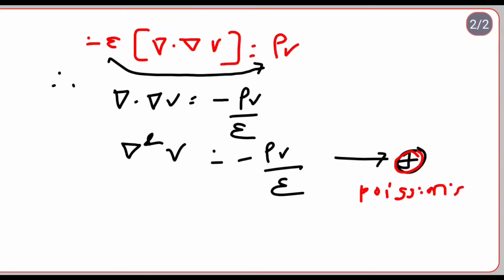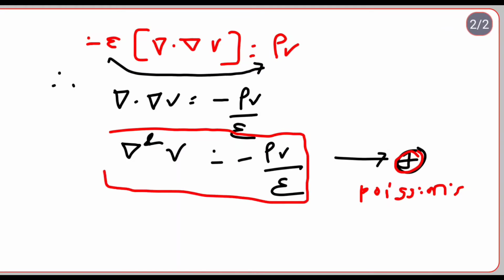How did we obtain del square V equal to minus rho V by epsilon? This equation we have to remember: del square V equal to minus rho V by epsilon is called Poisson's equation.